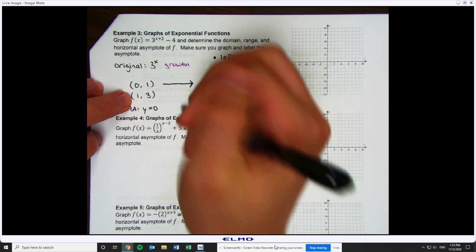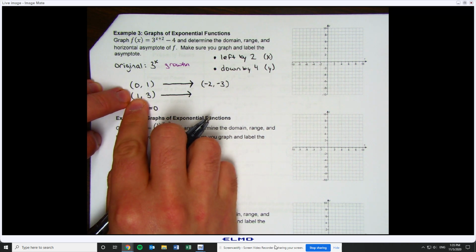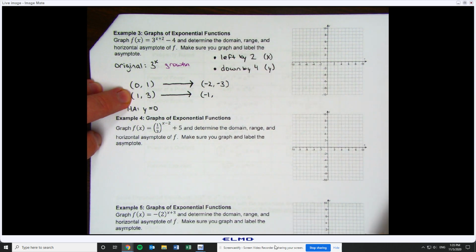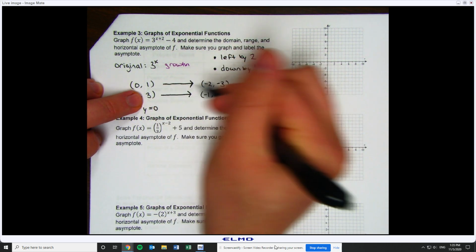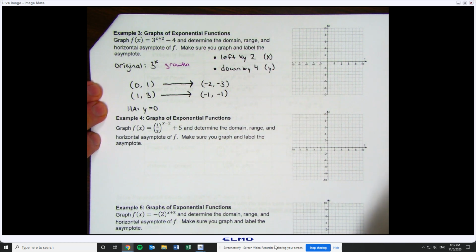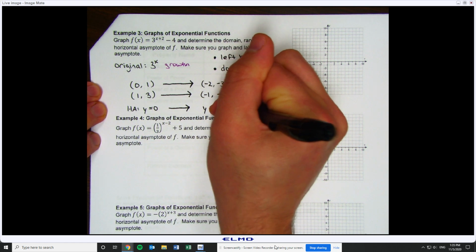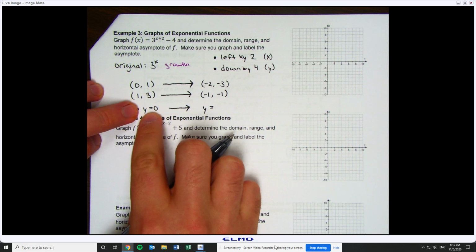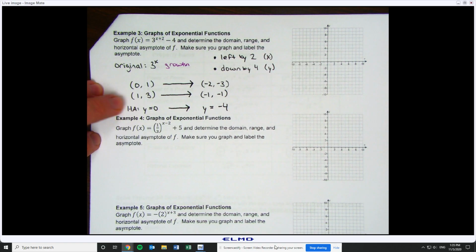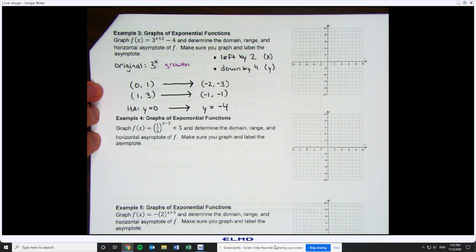Now doing this again right here, I start with x equals 1. I'm going to go left by 2. That gives me negative 1. If I start at 3, if I go down 4, that gives me negative 1 again. Now for the horizontal asymptote, this is the line y equals 0. I'm going to go down 4. That's negative 4. I can use all this information right here to make my graph.